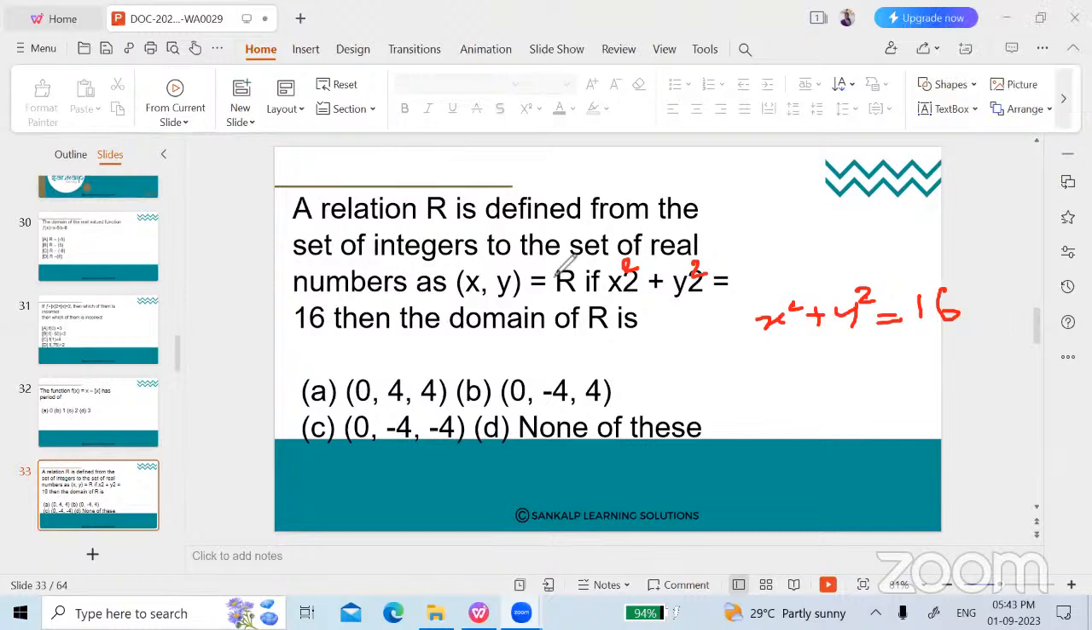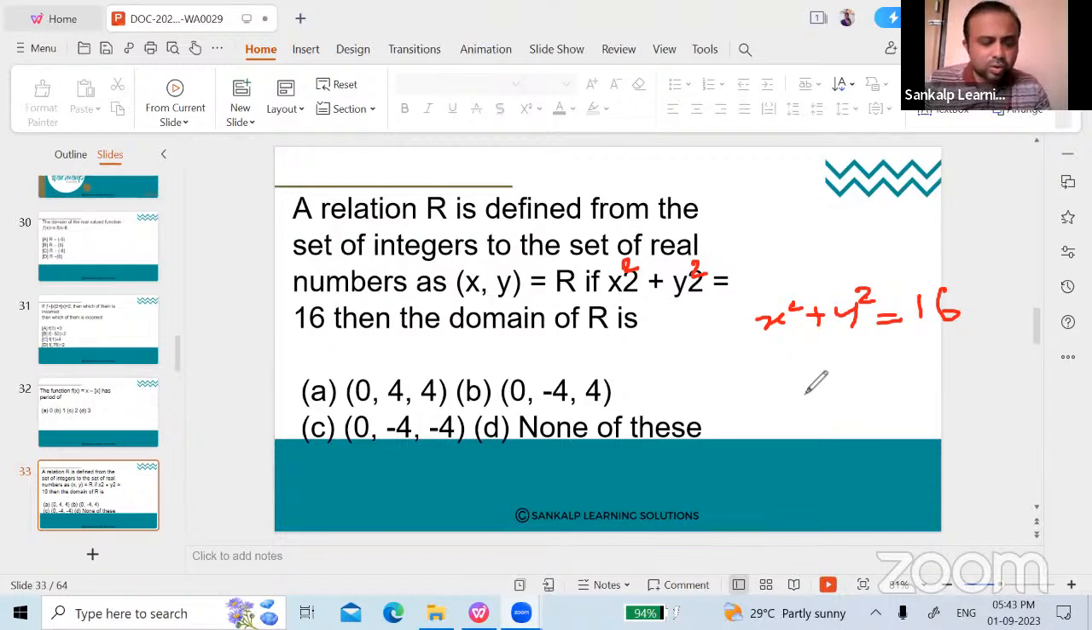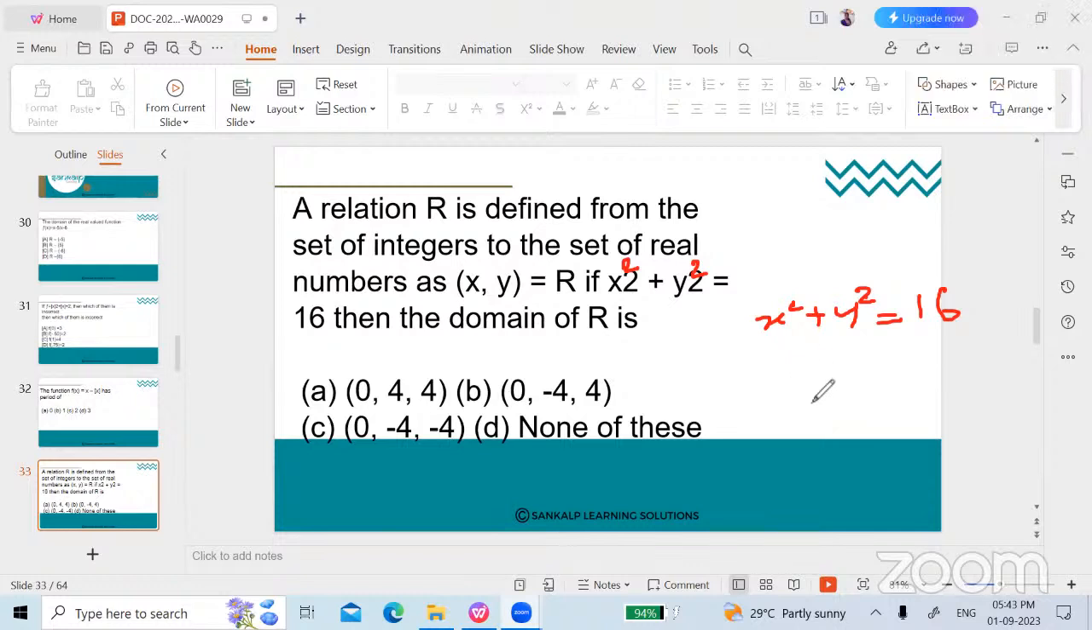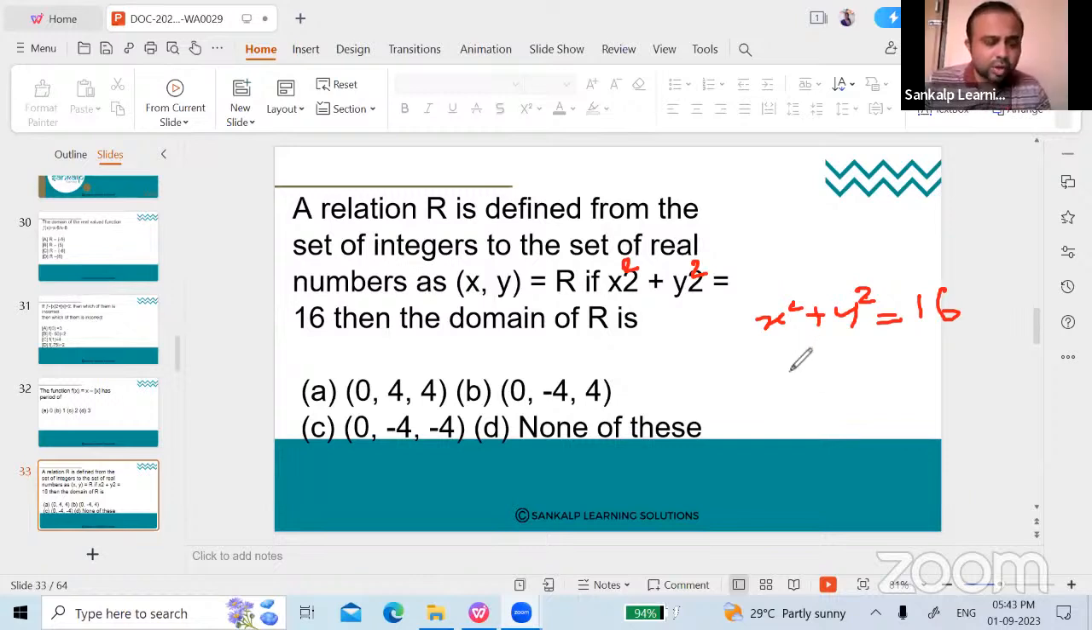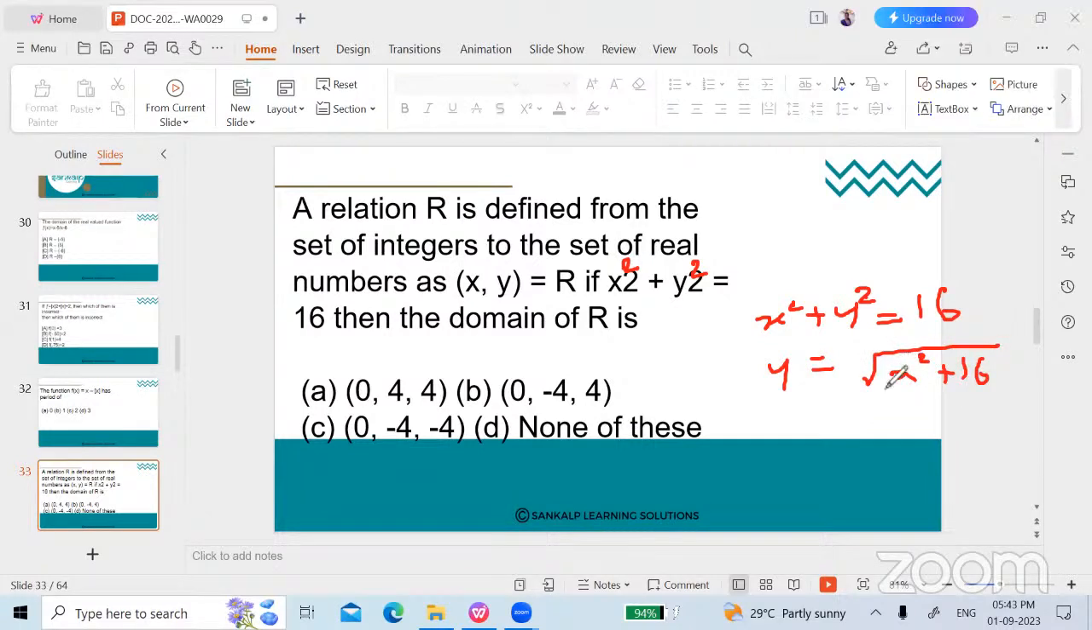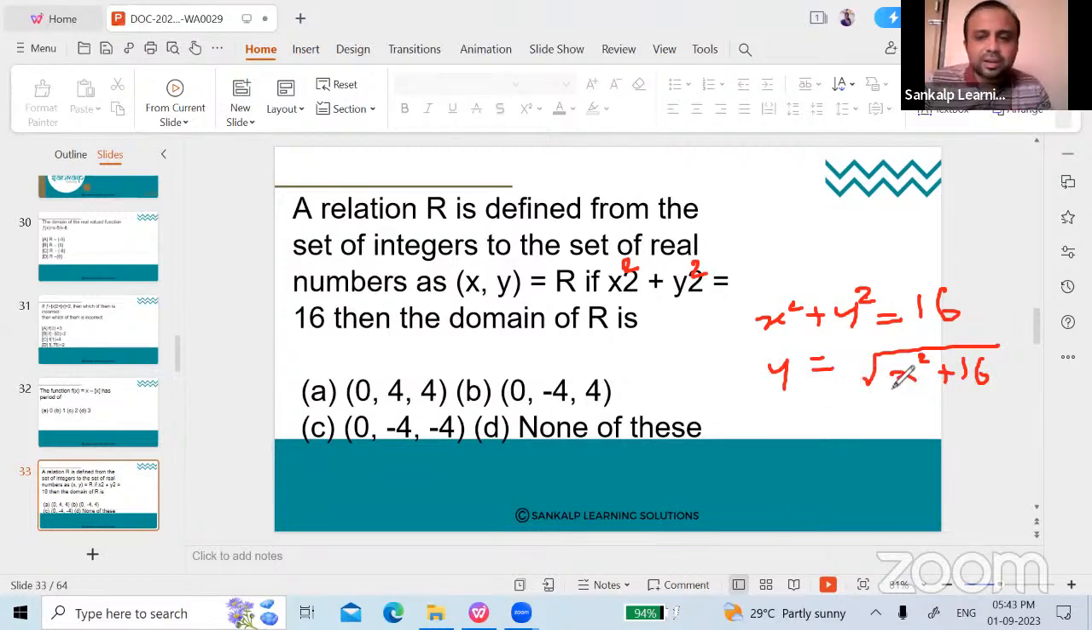Please, x equal to 0. X is equal to 0, sir, 0 square. No. 0, sir, plus minus 4. So y I will take as the square root of x square plus 16, correct? Yes, sir. Is it right? Don't tell blindly. It is 16 minus x square.